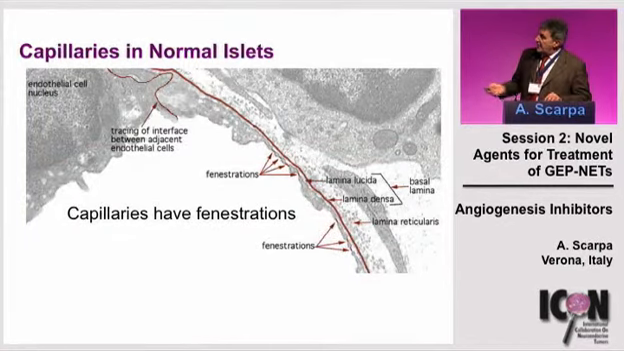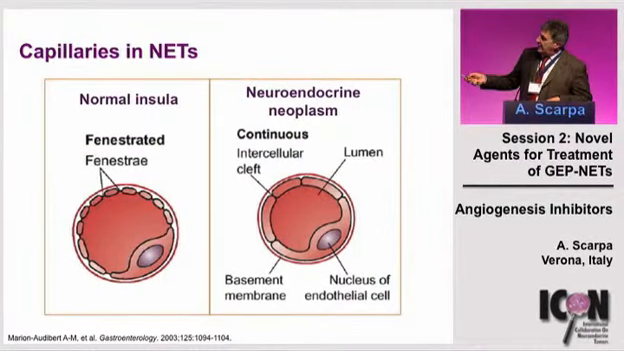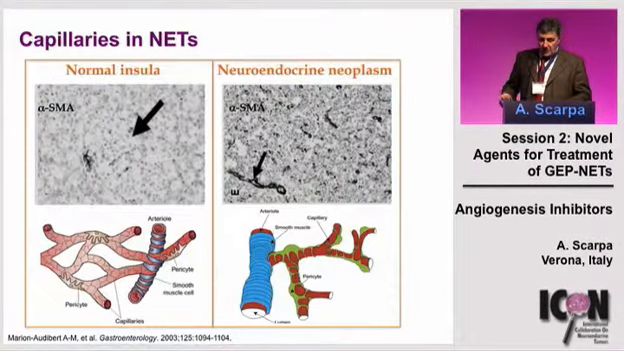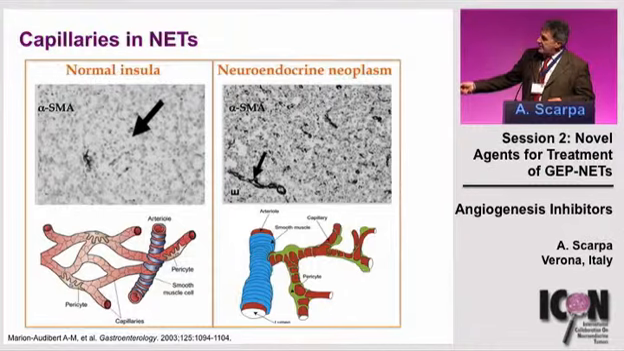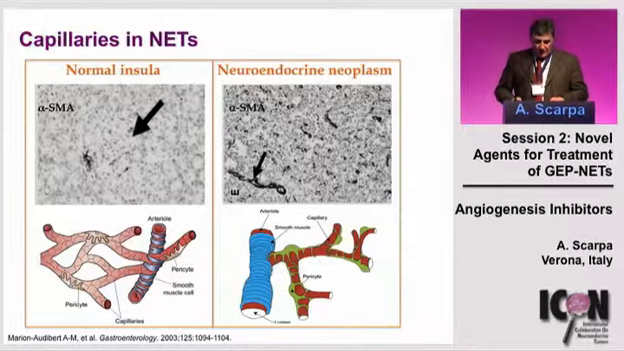The capillaries in normal islets have fenestrations in their membrane, while in neuroendocrine neoplasms, the cells have no fenestration at all, and are fully covered by pericytes, as you can see with the immunohistochemical staining with the alpha smooth muscle antigen. And this is a peculiarity of the capillaries of neuroendocrine tumors.